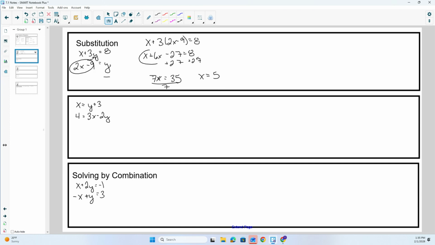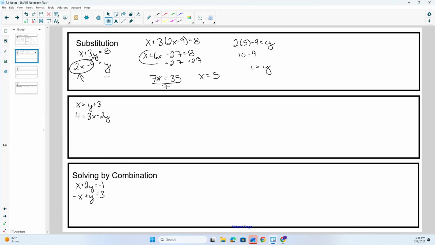Then I'm going to place it back into any equation. I'm going to take this equation down here. I'm going to say 2 times 5 minus 9 equals y. And we just continue, and we say y is equal to 1.